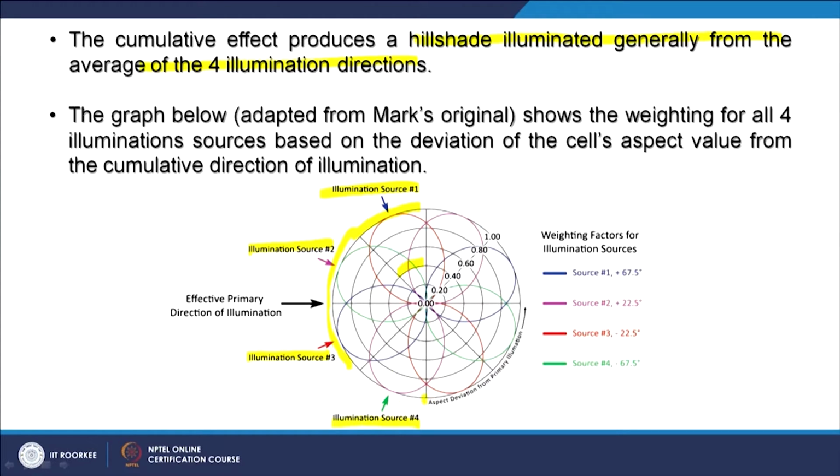So, the angle from, of course, this is total 180 degrees, but if we take the value from here and here, this would be 135 degrees only. So, this much it will cover. This is based on Mark's original idea, which shows the weighting of all 4 illumination sources, and they are only in the western hemisphere, on the deviation of the cell's aspect values from cumulative direction illumination. So, this is how these are done, and weighting factors for illumination source are also given here.